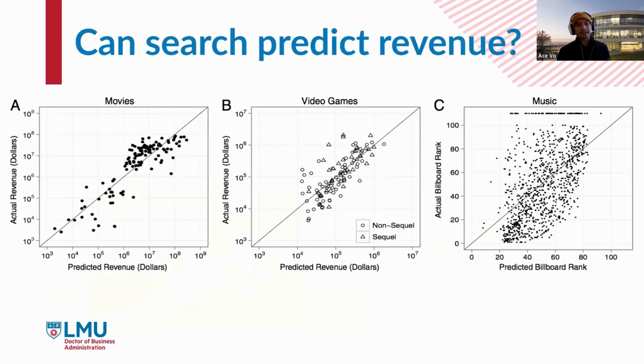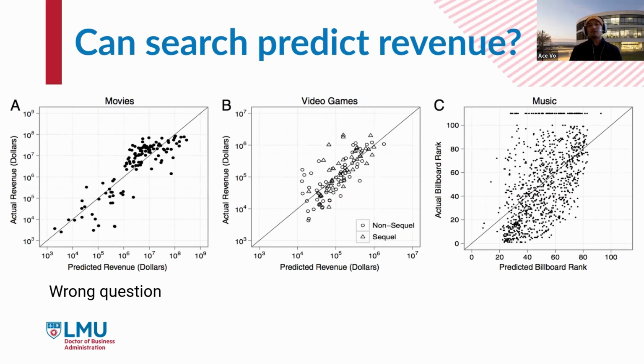Another question we can ask, for example, is: can search predict revenue? Here we have movies, video games, and music. If we fit a line through it, it's hard to know. We see here the search rank and the predicted value, and looking at this, we might not be able to see a very clear pattern just yet.